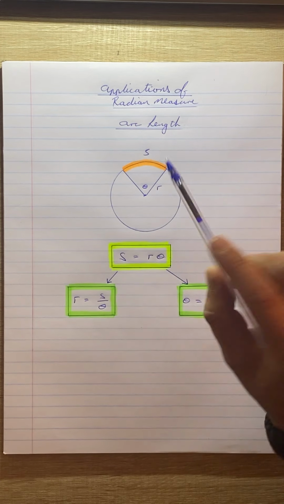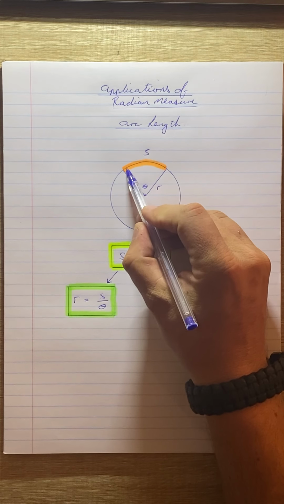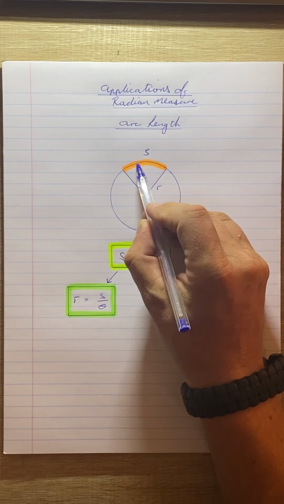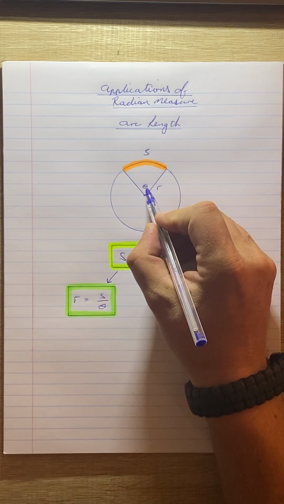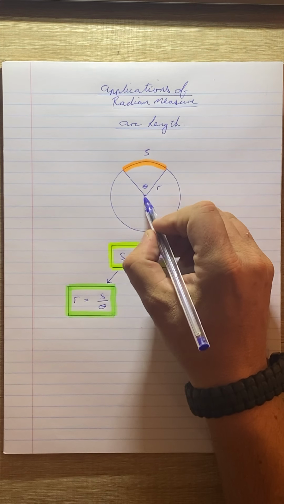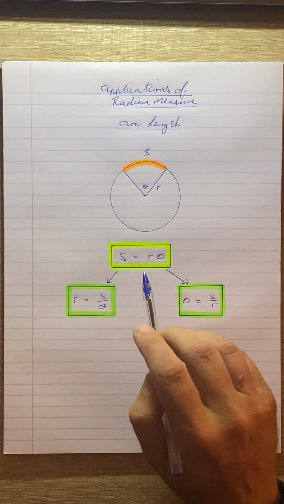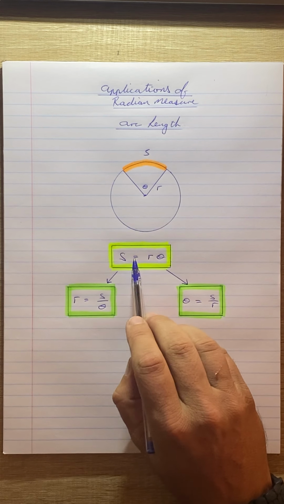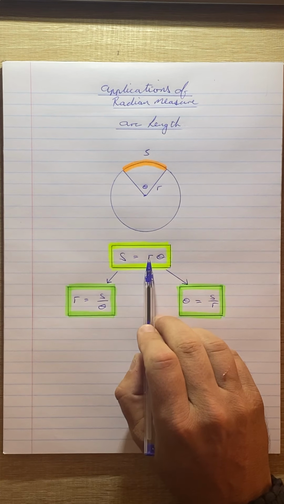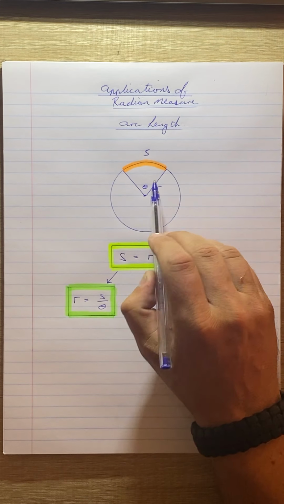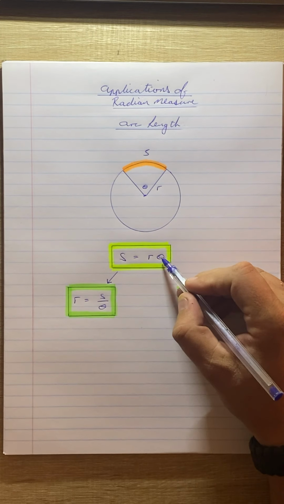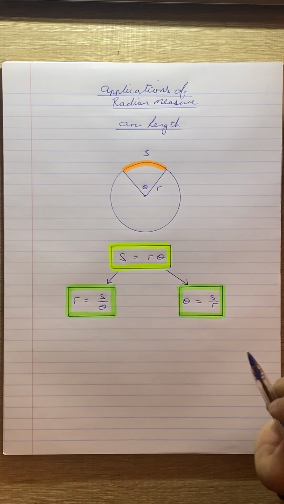So S stands for the arc length. Now your arc length is this little bit over here that I've highlighted. Okay. And obviously you need to know the angle between your two arms here, your radii, and then the length of the radii. So S, or arc length, is equal to R times theta, the radius times your angle between the two. Now remember that this angle must be in radians.